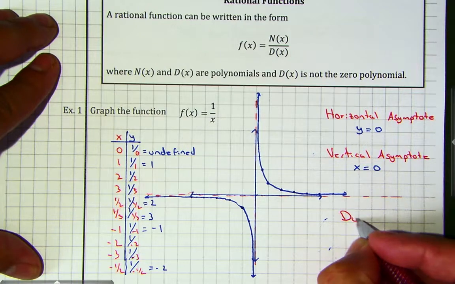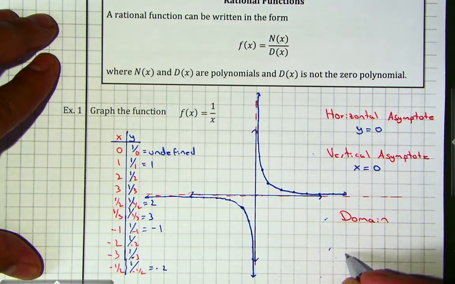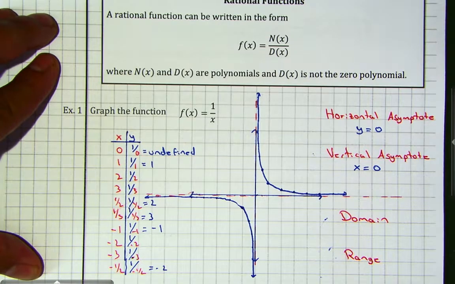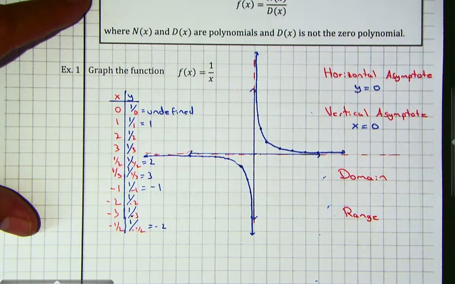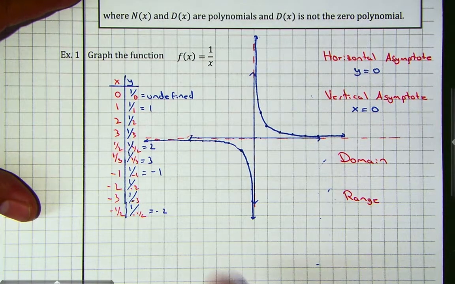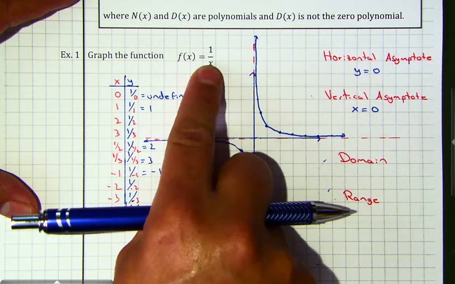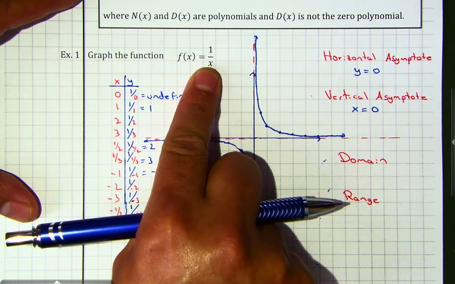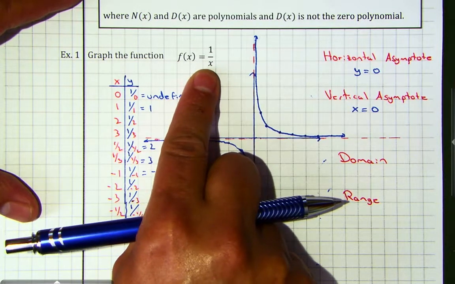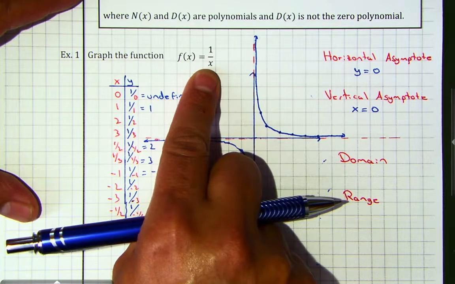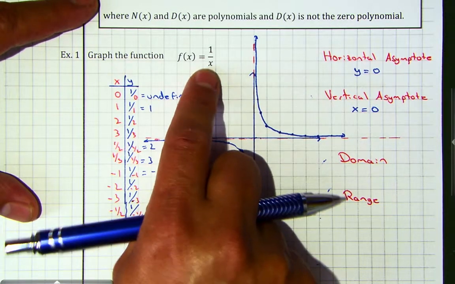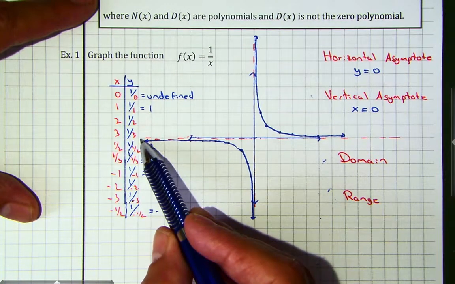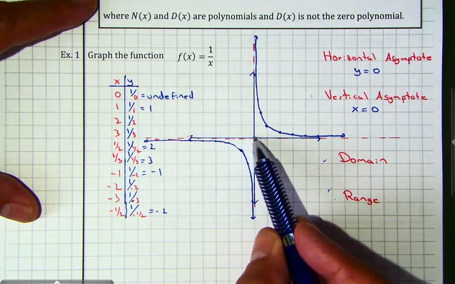So your domain and your range. For your domain, you want to be able to think about it two different ways. You want to think of it algebraically. What values can I plug in for x? Can I plug in a negative number? Yes. Can I plug in a 0? No. Can I plug in any positive values? Yes. So all the values except for 0. And you can see that on the graph. Your domain is all the values except for 0.